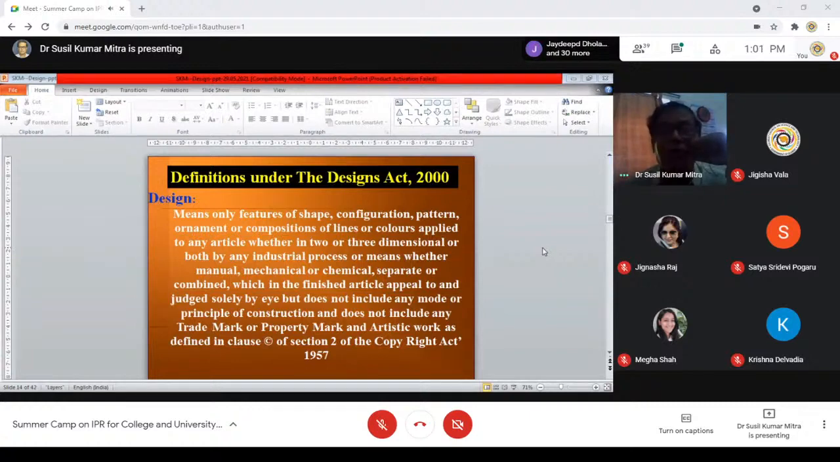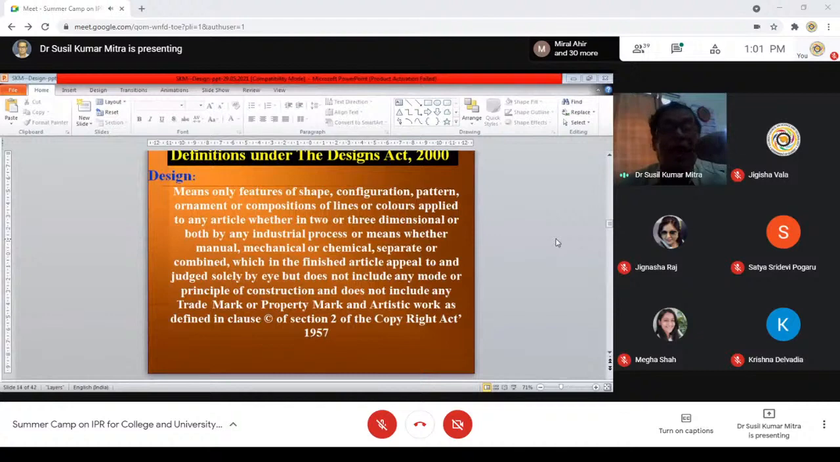What is a property mark? Property mark means the Indian Railway, Indian Airlines, all the property marks. So the property mark should not be registered under design, and also artistic work which is defined under Section 2 of the Copyright Act. So these are excluded from design registrations. So a design is only the feature applied to the article, two-dimensional or three-dimensional, and that should be solely judged by the eye, and which should appeal to the eye. That is the consideration for registration of the design.